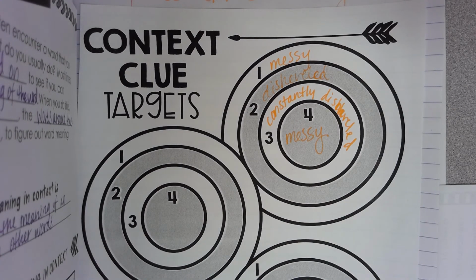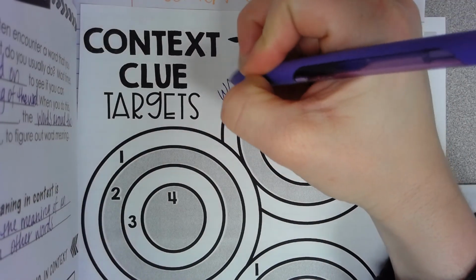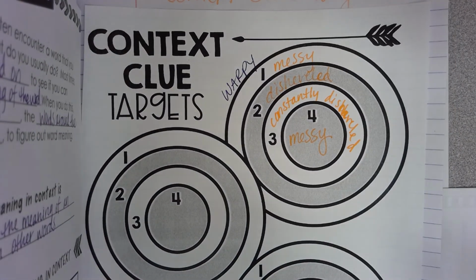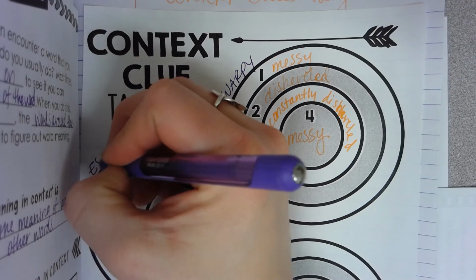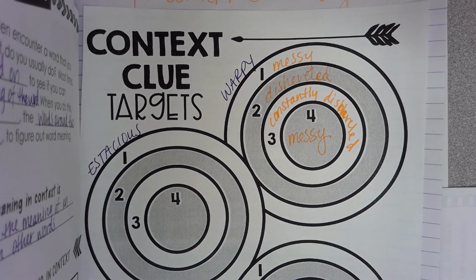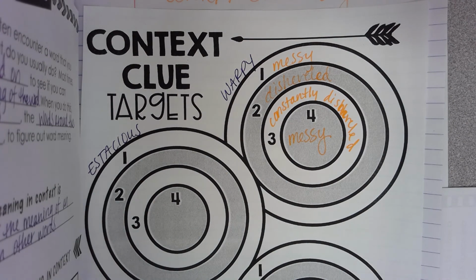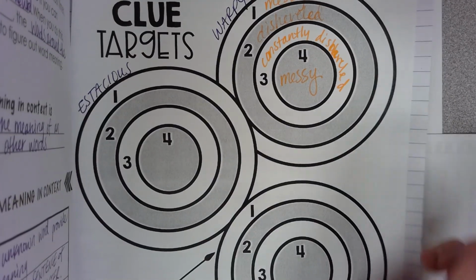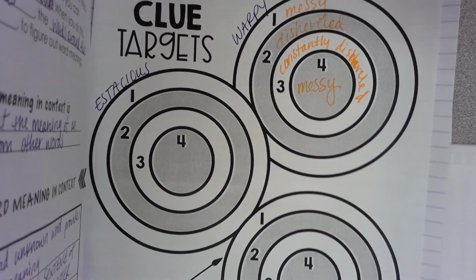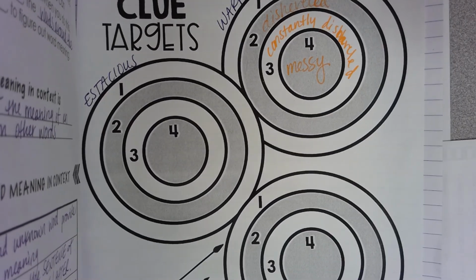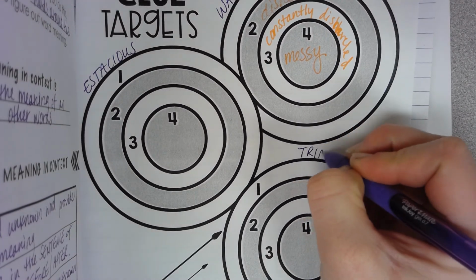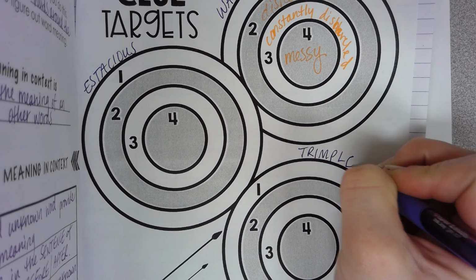Okay, and I'm going to actually write the word warpy outside of it. So I know that that had to do with warpy. Your next 2 words are Estacious, Estacious. And then your next word here is trimple, Trimple.